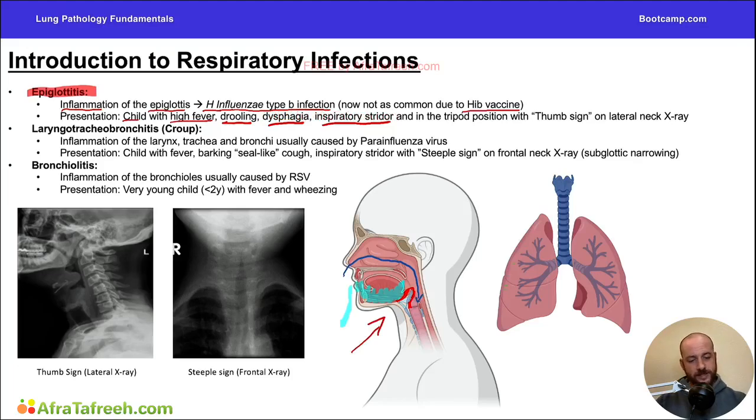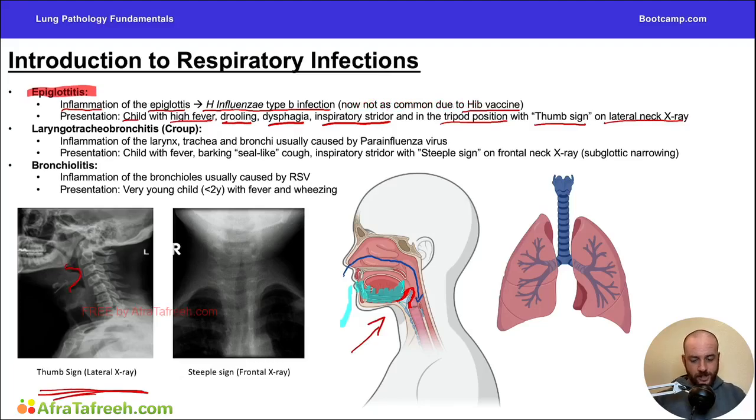Next, these children classically assume a tripod position, which is where the child is leaning forward with their hands on their knees, their head is tilted back with their mouth open, and this allows them to breathe a little easier. And lastly, on lateral neck x-ray, we can see something called the thumb sign. If we take a look at this x-ray right over here, we can see the epiglottis is right here, and it's very inflamed and looks thick like a thumb.